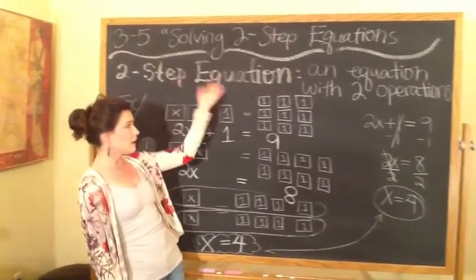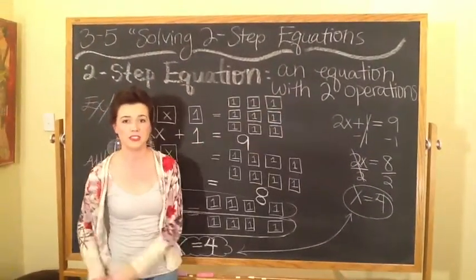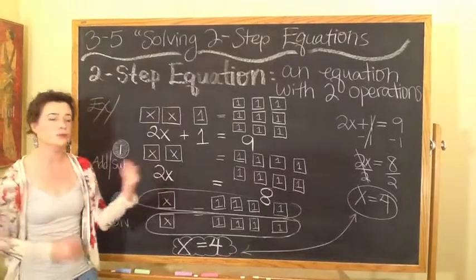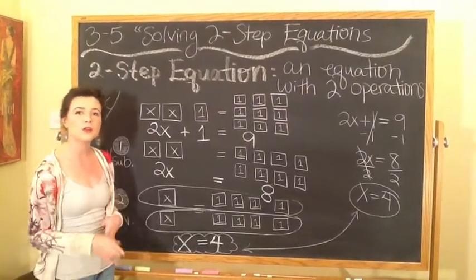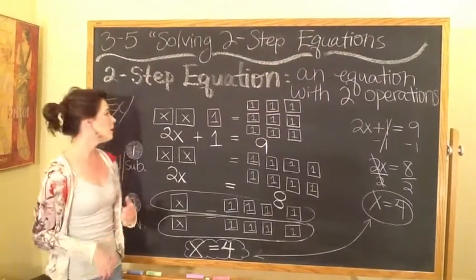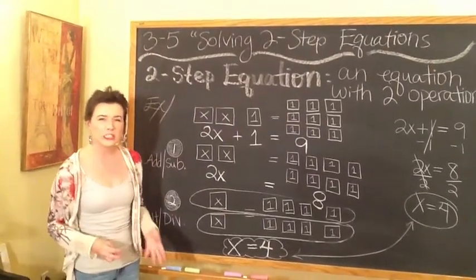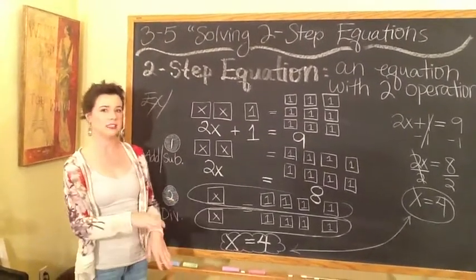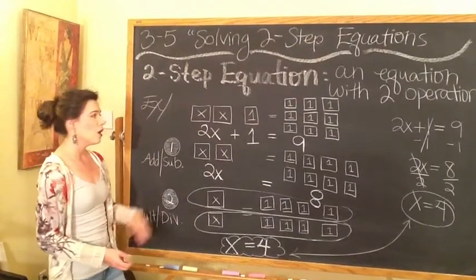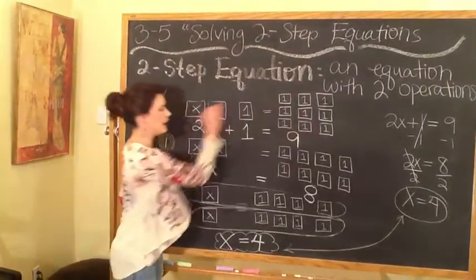A two-step equation is an equation with two operations. First we're going to add or subtract, and then we're going to multiply or divide. I wanted to show you the steps in a visual of what we are really doing when we're adding, subtracting, dividing, and all that. So first let's look at this first area.